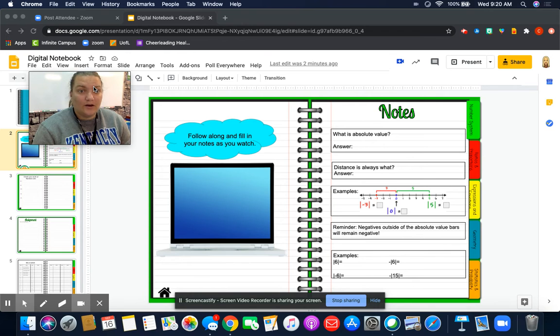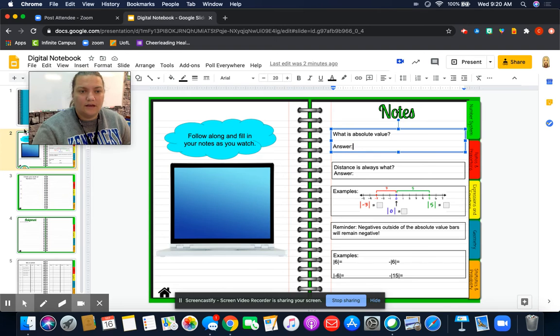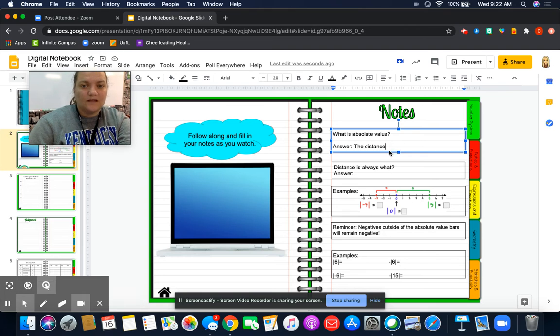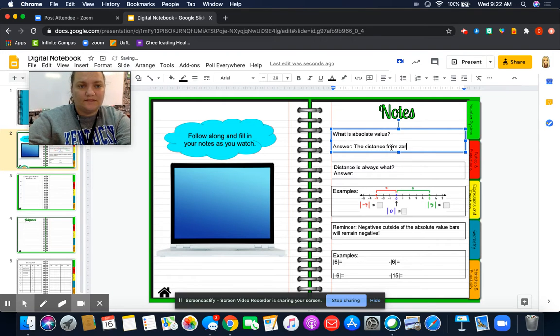So today we are going to talk about this concept called absolute value. Go ahead and make sure as you're listening you are following along with your notes and getting those filled out. So what is absolute value? Absolute value is the distance. It's the distance from 0 on a number line.